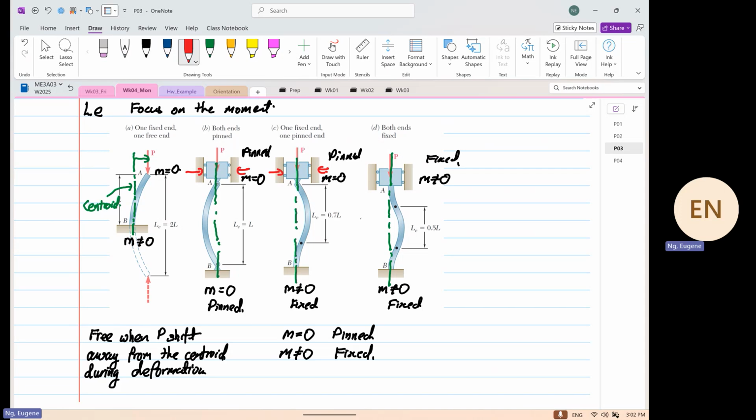Is pin or fixed, you have to have horizontal reaction forces. Likewise, you have to have horizontal reaction forces. Okay, likewise, you also have to have vertical. I will not draw the rest of the vertical. So this is how you identify your what? Your moments.